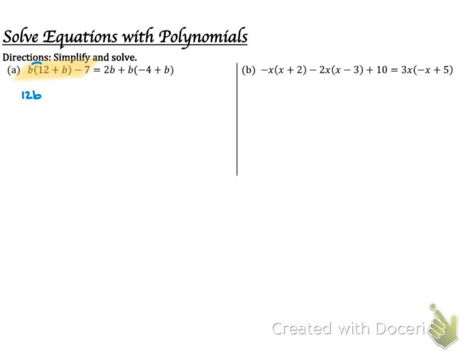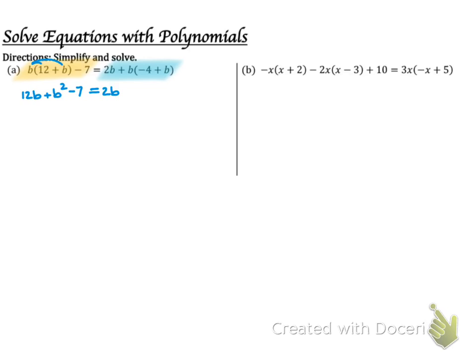So I need to first distribute B to those two terms inside my parentheses. So B times 12 is 12B. Then I distribute and I get B times B, which is B squared. And negative 7 is outside, so that just stays negative 7. I need to double check and make sure that I don't have any like terms there, which I do not, so I can move on to the next side.